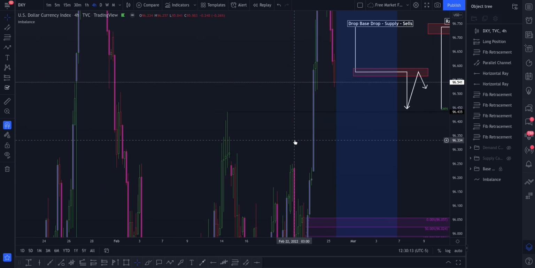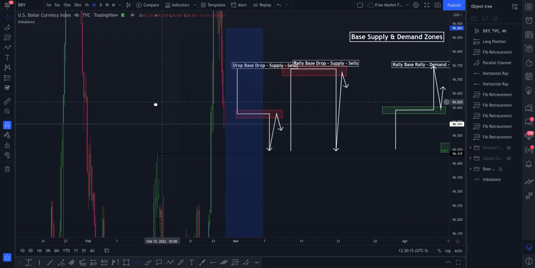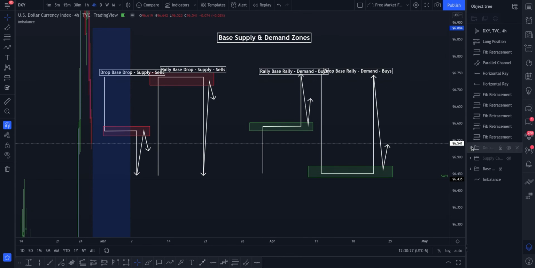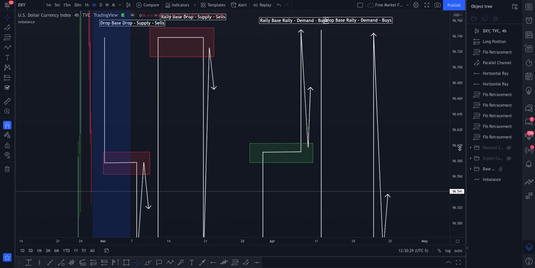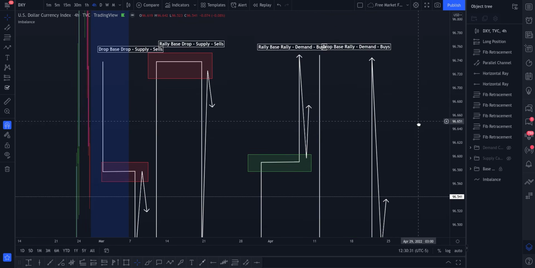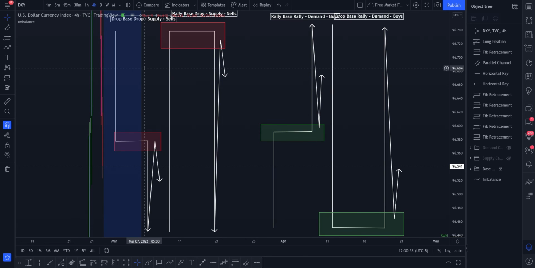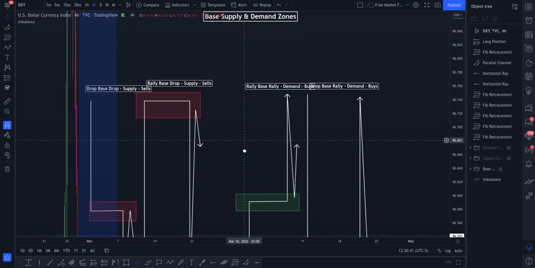I had it, guys. I had it all worked out for us. All right, so let's just take a look here. So this is what I call the base supply and demand zone. This is basically based off of these different formations here. We have 4 different price formations for our base supply and demand zones.